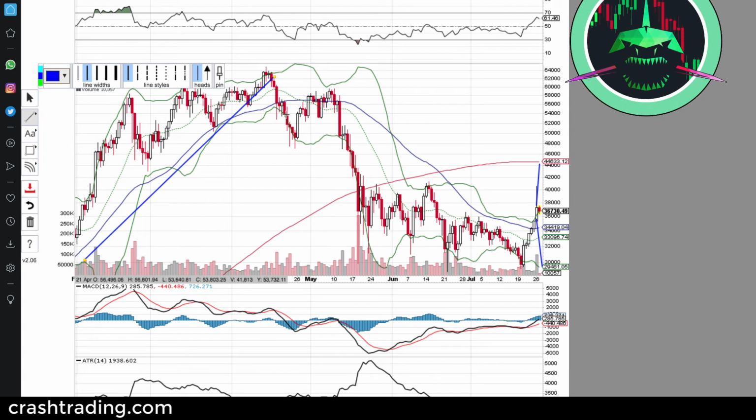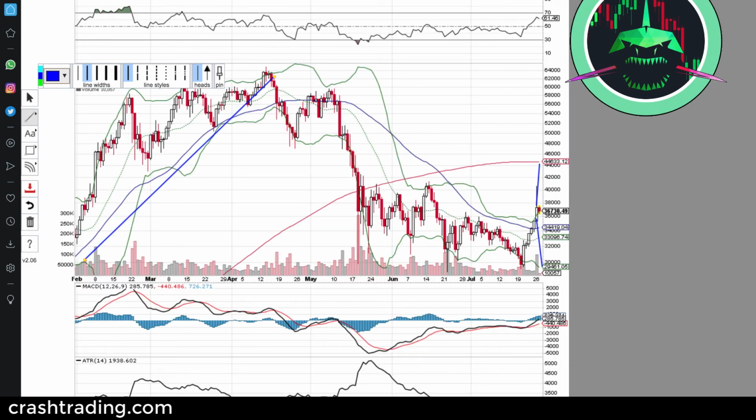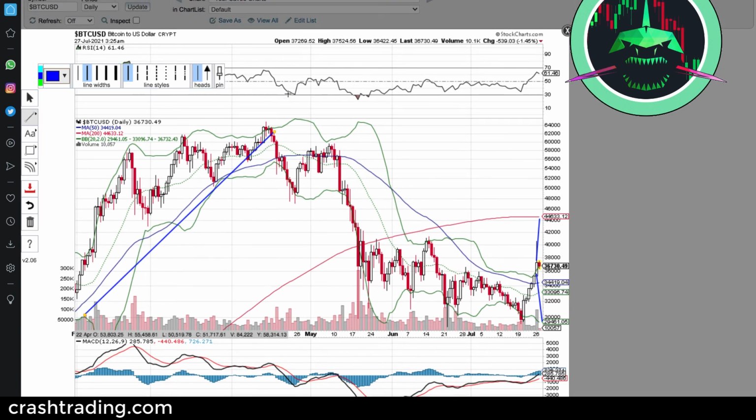It's not just if Elon Musk adopts it, right? It's not just if Tesla accepts it as payment. Guys, there's so much depending on the US dollar. There's so much depending on interest rates, the stock market, okay? So please, you gotta stop being so one-dimensional and thinking it's all Elon Musk.